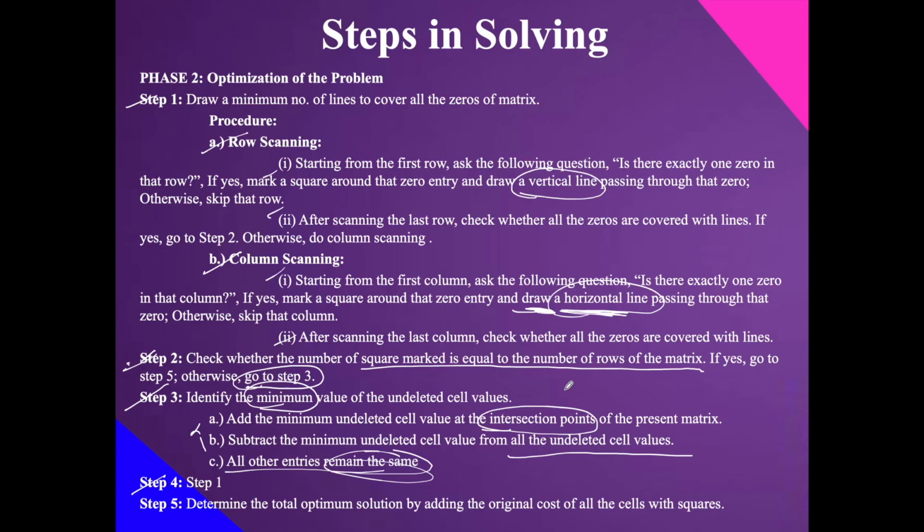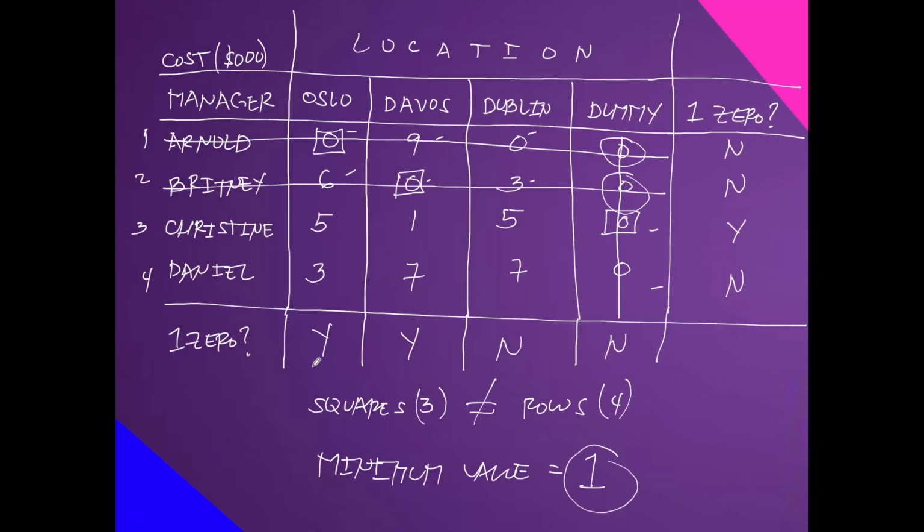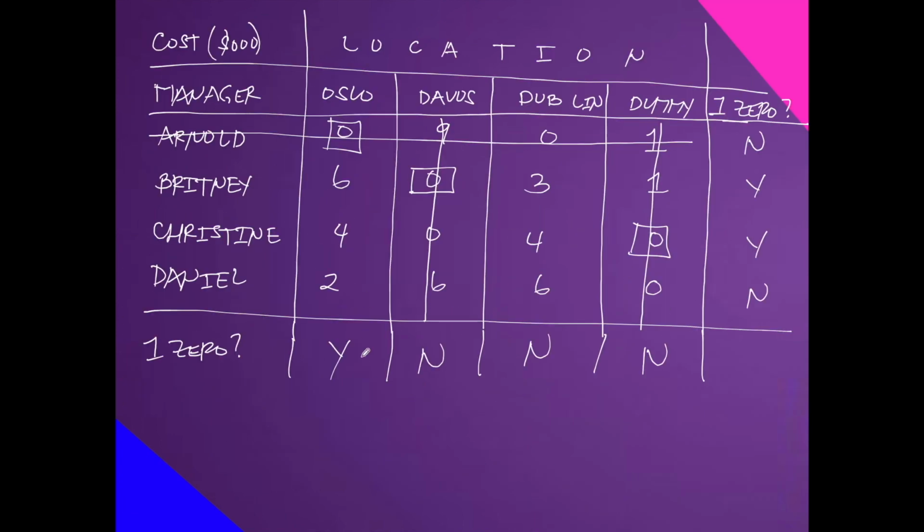Since we were at step 1, step 4 sent us back to step 1. This is done. After scanning the last column, check whether all the zeros are covered with lines. They are covered, so that's okay. Step 2: check whether the number of square marks is equal to the number of rows of the matrix. If yes, go to step 5. Otherwise, go to step 3. Let's check if they are the same. How many zeros have we squared?